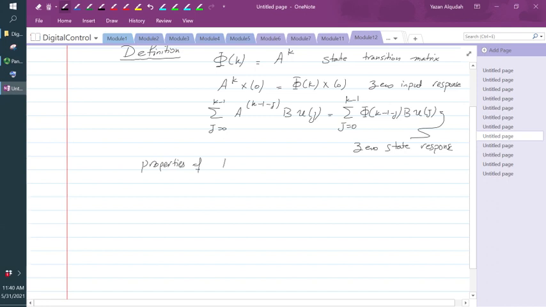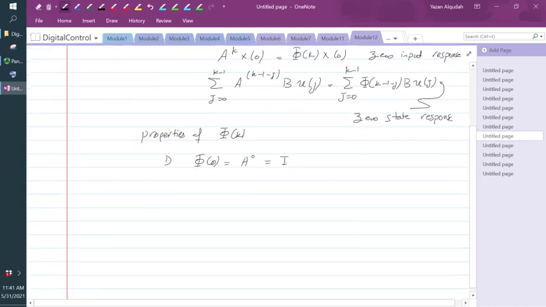So some properties of phi of k. The first one is that phi of 0 is equal to A to the 0, which is equal to the identity. So one sanity check we can do when we calculate phi of k is to substitute 0 for k; we should get the identity.